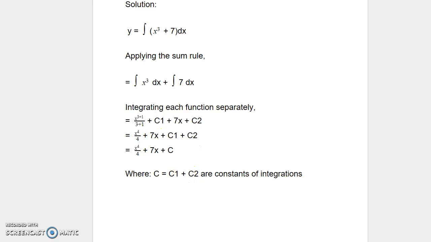Since c1 plus c2 is a constant, we can write it out as another constant c, and therefore I've simplified the solution as x to the power of 4 divided by 4 plus 7x plus c. Whenever we complete the integration process, we're going to add a constant to the solution, which in this case happens to be c.